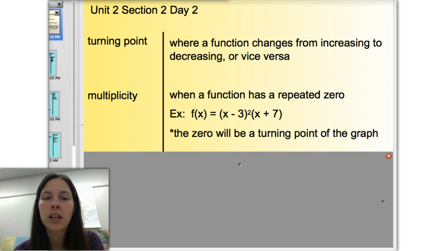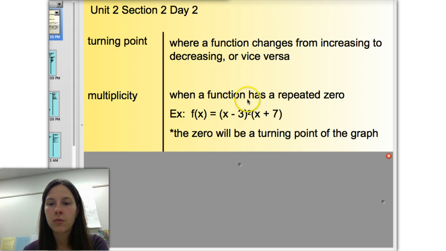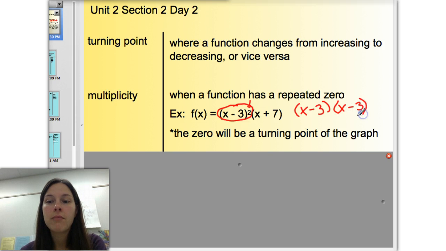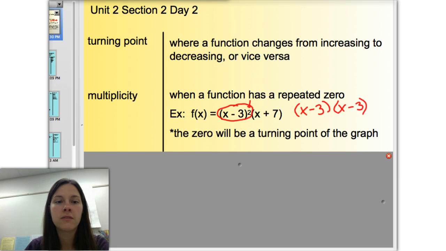It's kind of self-explanatory. But the multiplicity is important because if a function has a repeated zero, so for our example here, we're looking at this binomial right here, where the power is 2. That means the zero is repeated. You could write it out as x minus 3 times x minus 3. What that means, if the zero is an even power, it's repeated an even number of times. If it were an odd power, this wouldn't be true. But the zero will be a turning point of the graph. So that'll be helpful when we go to put all this information together.